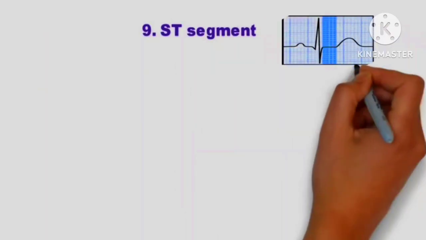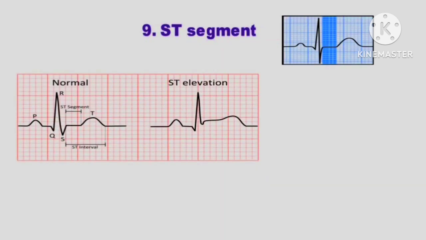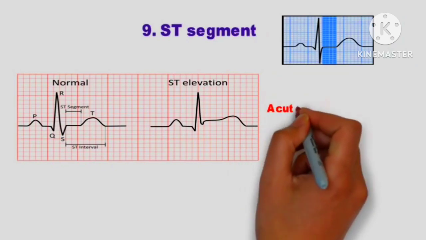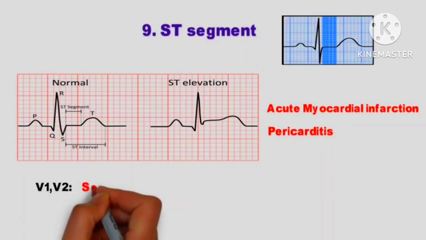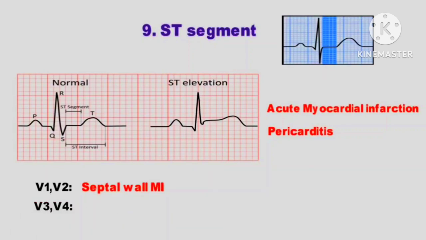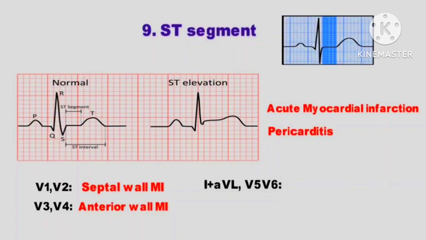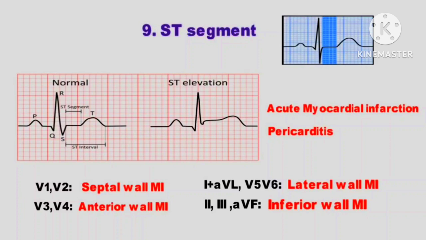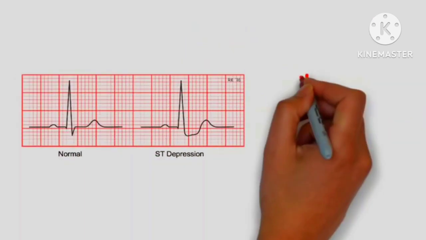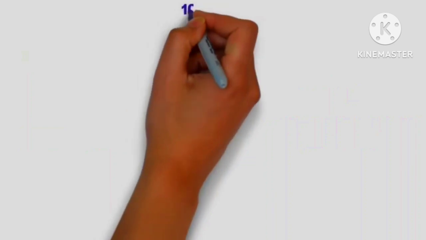Step 9, ST segment. It is the flat isoelectric section of ECG between the end of S wave, that is the J point, and beginning of T wave. As in this ECG, you can see ST elevation, which could be commonly due to acute myocardial infarction or pericarditis. If ST elevation is present in V1, V2, then it is septal wall MI. If in V3, V4, then anterior wall MI. If present in lead 1, AVL and V5, V6, then lateral wall MI. And if present in 2, 3, AVF, then it suggests inferior wall MI. ST segment depression is seen in NSTEMI, myocardial ischemia, posterior MI, and many other causes.